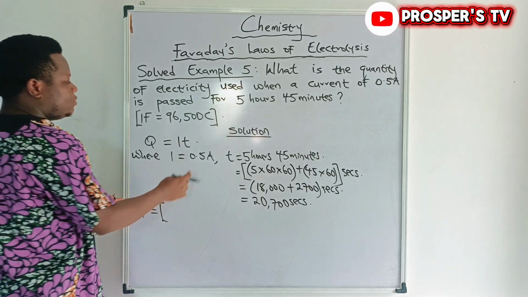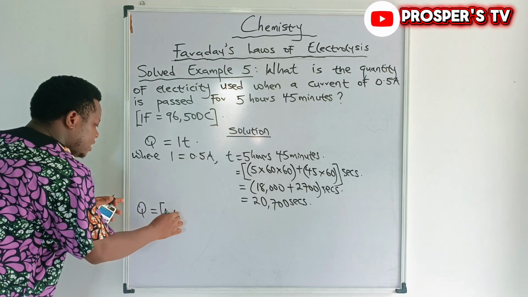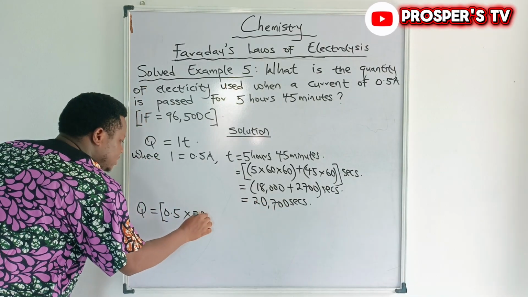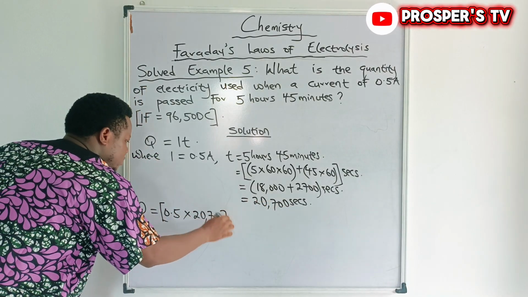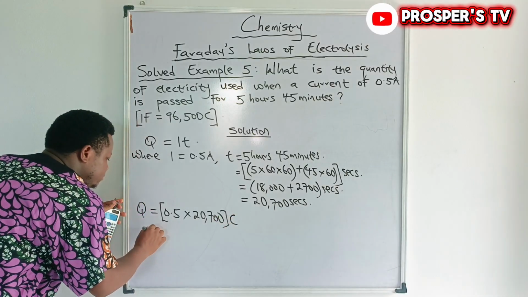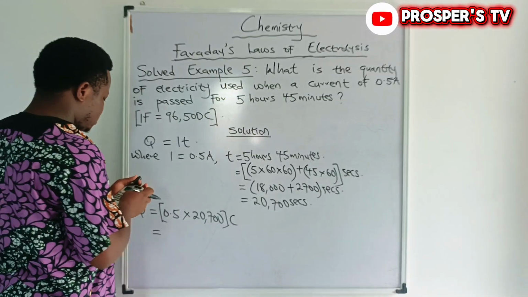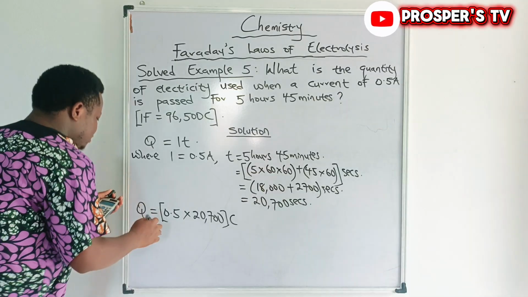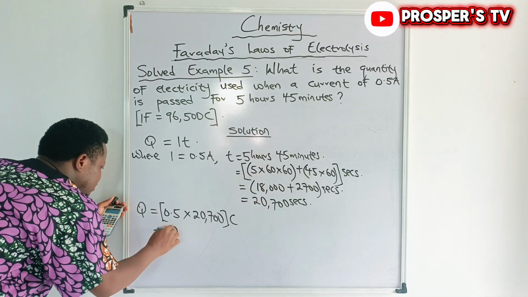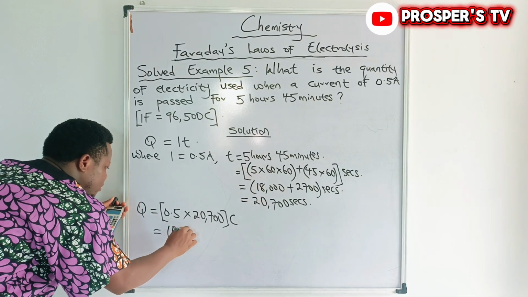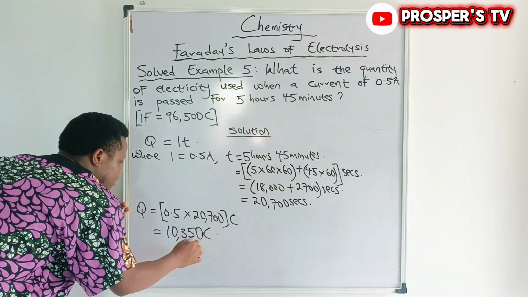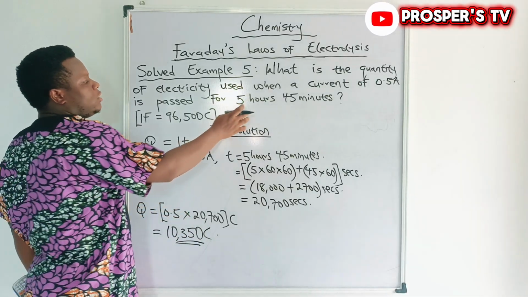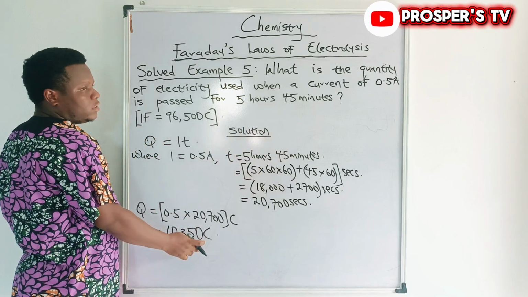Q becomes what now? My current, which is 0.5, multiplied by my time, which is 20,700 coulomb. So let's punch that. That's times 0.5. That gives me 10,350 coulomb.